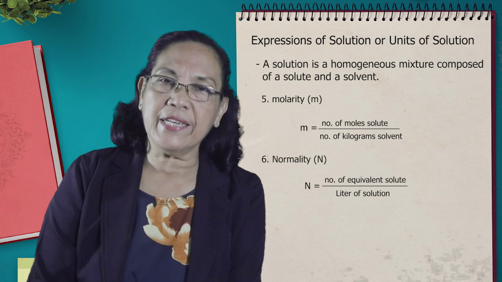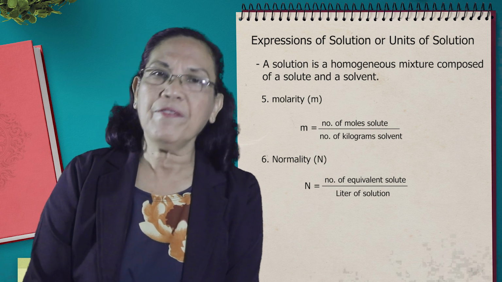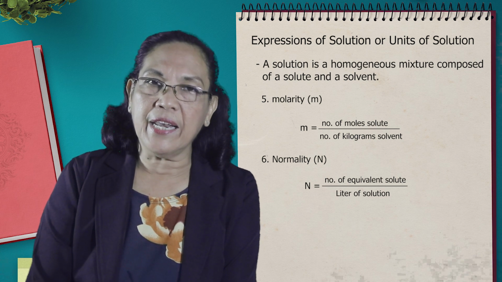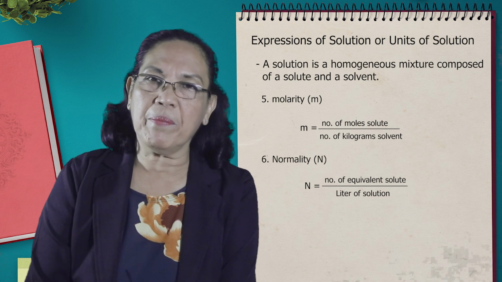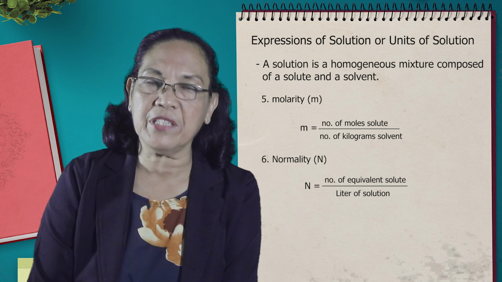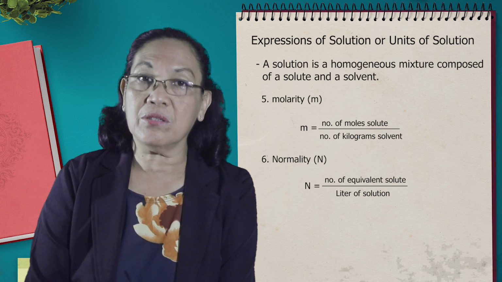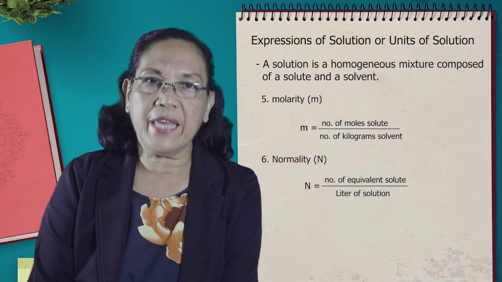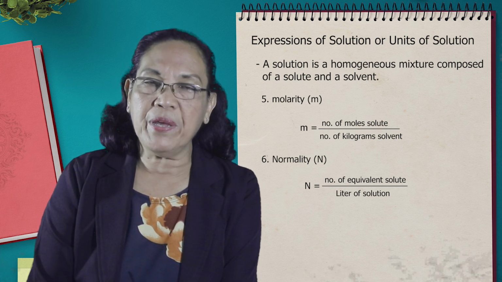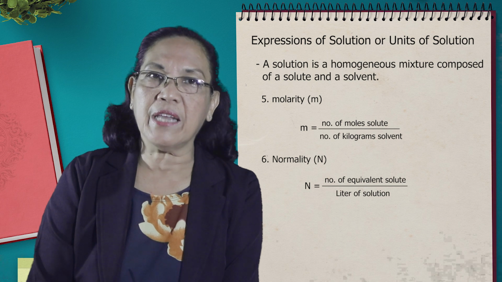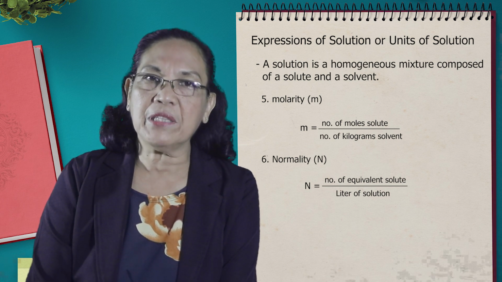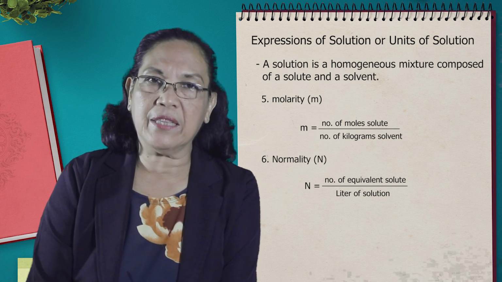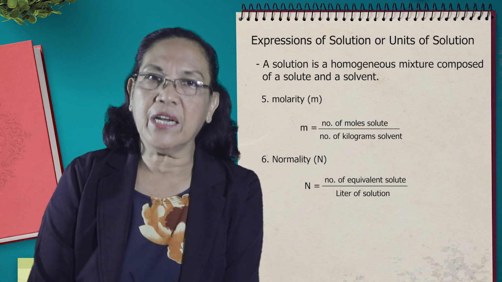Now, how do you use this in the formula? If you are given in a problem the number of grams of the solute and the number of liters of solution, your problem there is how to convert the number of grams into the number of equivalents of solute. So with the equivalent weight that we have computed for the acid, the base, and the salt, that would be your conversion factor: multiply the number of grams of the solute by the reciprocal of the equivalent weight so that you can cancel out the unit grams.